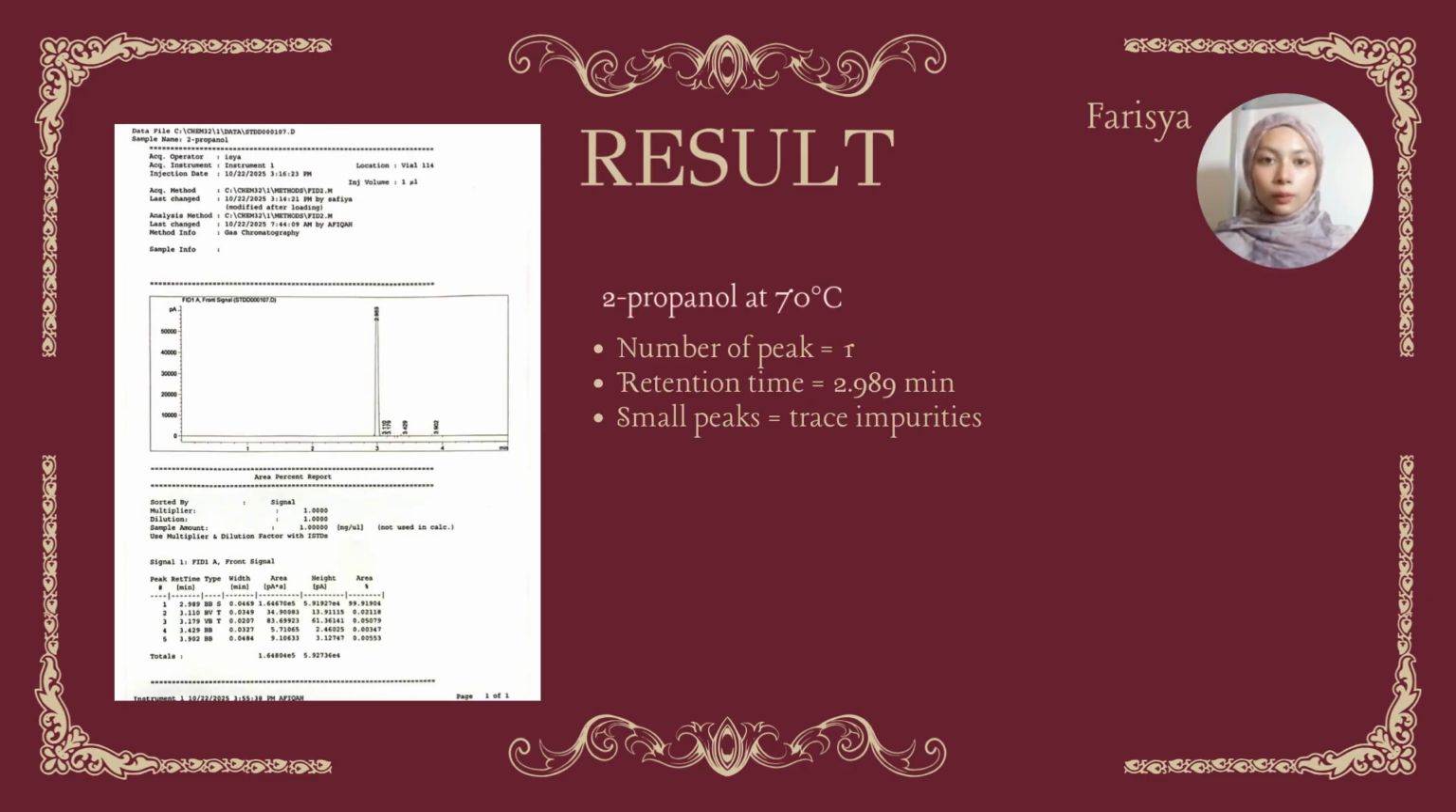Next, let's take a look at the result for 2-propanol at 17 degrees Celsius. In this analysis, we examine pure 2-propanol using gas chromatography with flame ionization detector, GC-FID. The chromatogram shows a single dominant peak at approximately 2.989 minutes. The retention time is a result of 2-propanol's relatively high volatility, meaning it interacts less with the stationary phase of the column and therefore elutes earlier. The height area percentage of around 99.9% confirms the sample purity, indicating that only negligible impurities are present. Overall, this analysis demonstrates that the GC-FID method is effective at accurately identifying and quantifying 2-propanol.